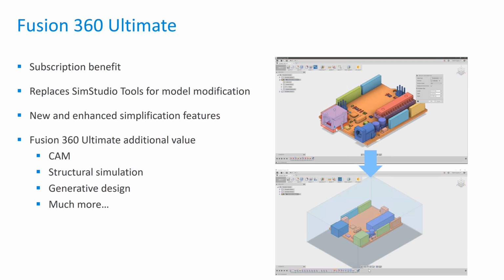But you get SimStudio, you get an entitlement to Fusion 360 Ultimate. Now it has all the same simplification features that were in SimStudio Tools, actually with enhancements, and I'll demonstrate a few of those. But Fusion 360 also has a ton of other additional value. If you had any needs for structural design, you wanted to explore generative, if you wanted to explore how to use CAM, anything else, it's all in Fusion 360 Ultimate. It's not a watered down version that we're providing as a benefit.